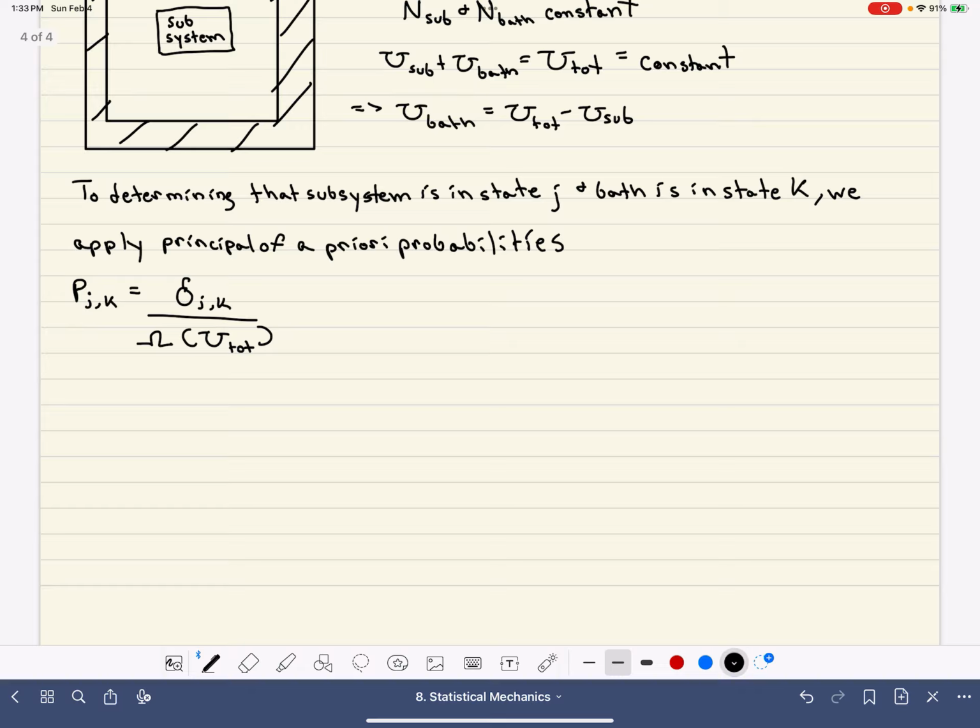And now, if we want to find the probability of subsystem state J, for any bath state.